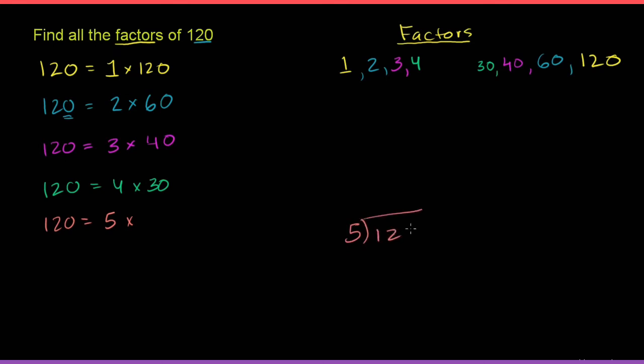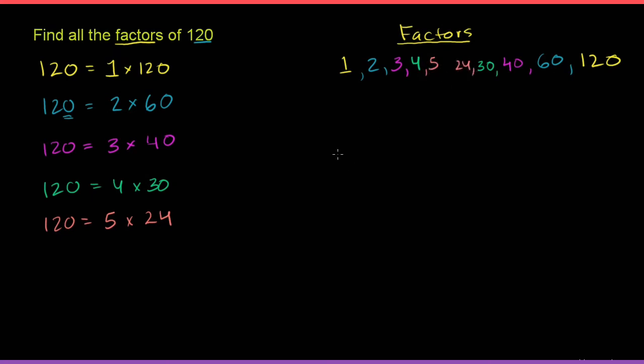So 5 goes into 120. Doesn't go into 1, it goes into 12 two times. 2 times 5 is 10. Subtract, you get 2. Bring down the 0. 5 goes into 20 four times. 4 times 5 is 20. Then you subtract, and you have no leftover, as we expect, because it should go in evenly. This number ends with a 0 or a 5. So 5 times 24 is also equal to 120. So we have two more factors, 5 and 24.